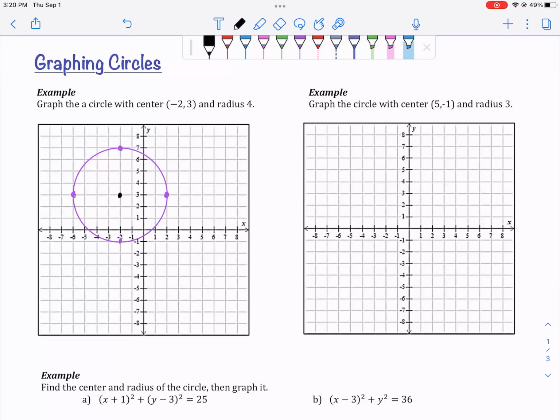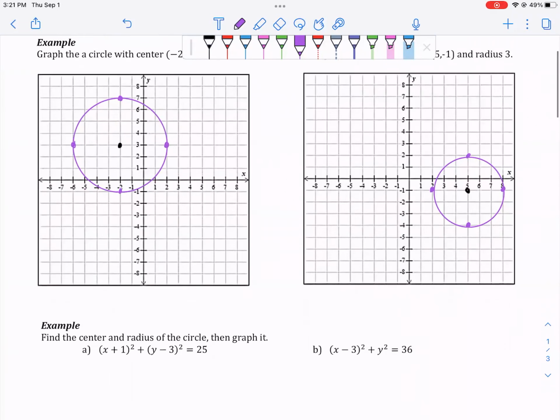So our center is at 5, -1, plotting my center. The radius of this circle is going to be 3. So going up 3 units, plot a point. And when I say up 3 units, it's 1, 2, 3. That's why I'm only 2 units above the x-axis, but I'm 3 units away from the center. Then I'm going to go 1, 2, 3 units to the right, 3 units down, and 3 units to the left. And there it is, circle.